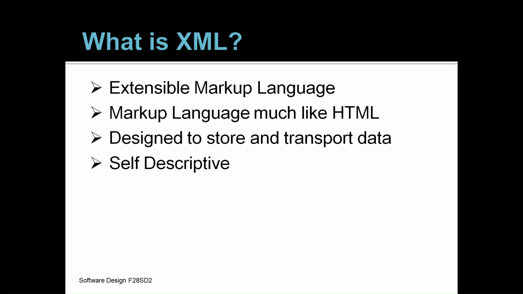So, now, the first question that would be arising in your mind is what is XML? XML stands for Extensible Markup Language. It is simply a markup language just like HTML. This language is self-descriptive, which implies that the tags we use in our language are self-explanatory. This XML markup language is designed mainly to store and transport data.